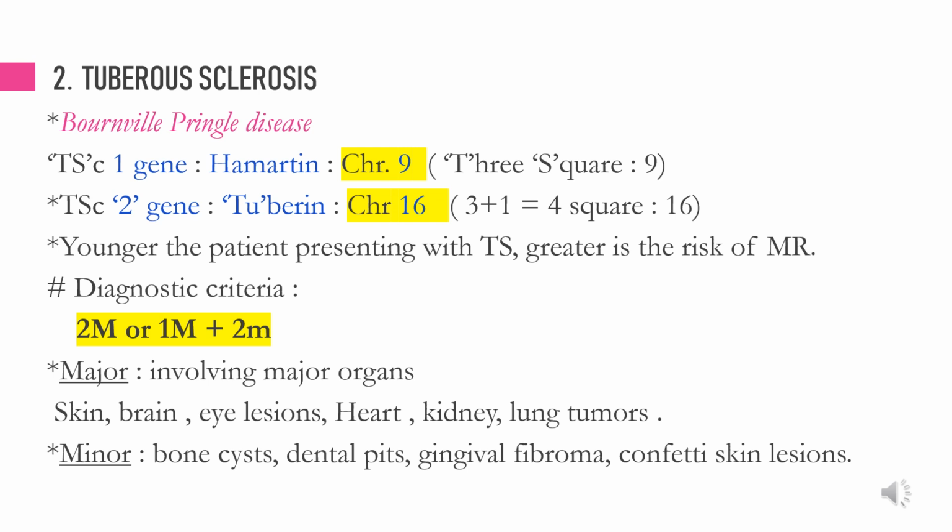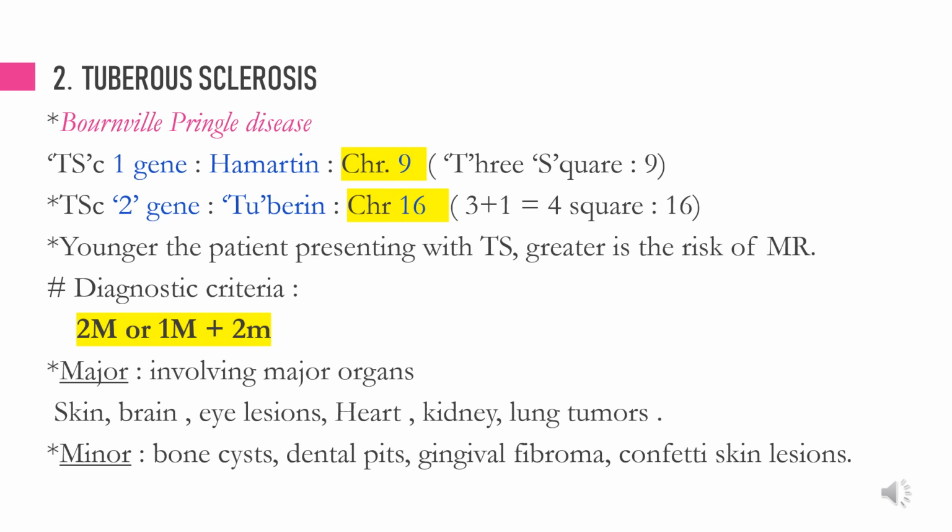Now you have to remember that younger the patient presenting with tuberous sclerosis, there is a greater risk of MR, that is mental retardation. And in case of diagnostic criteria, presence of two major findings or one major plus two minor findings is enough for making diagnosis of tuberous sclerosis.